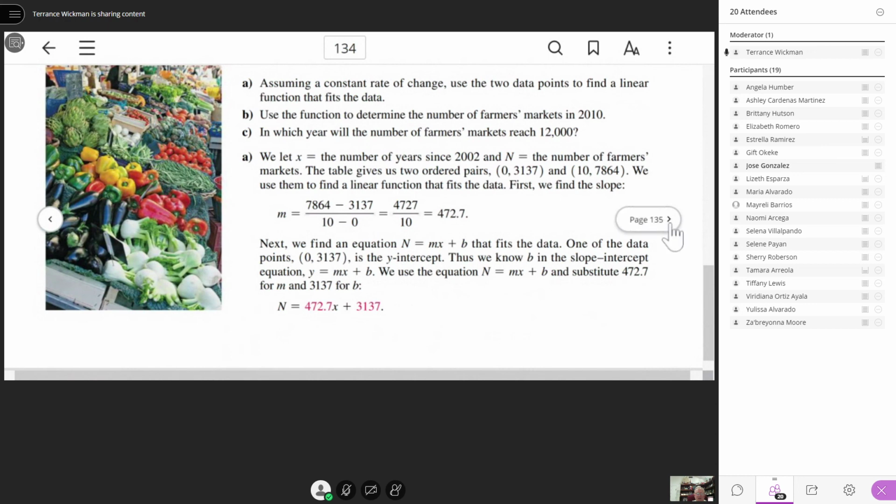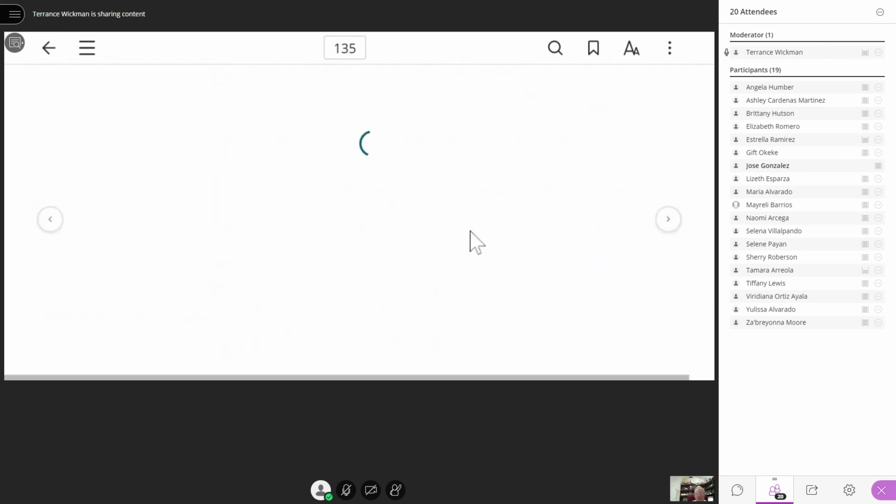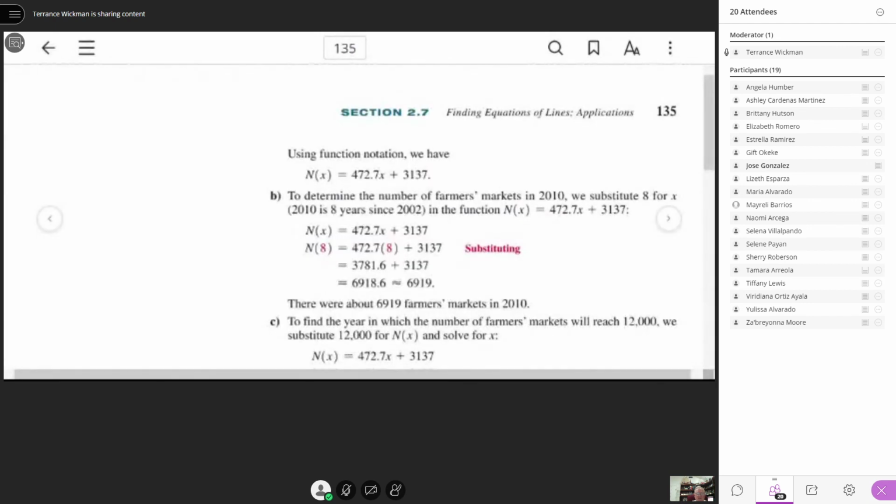I don't think they're going to do 10. I think they're going to do something else. I think they're going to give you another number, because 10 has to be that number because that's the line. Yeah, they're going to give you 8. Okay, so they're going to plug in 8. All you got to do is plug in 8 for the number and you get 6919.